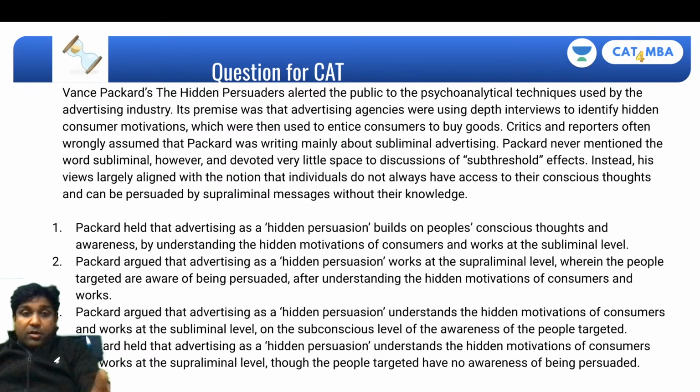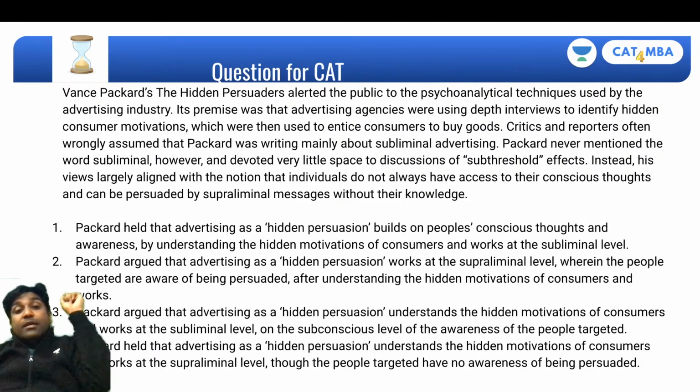Come to option number 2. Packard argued that advertising as a hidden persuasion works at supraliminal level. Thus far it's fine. Wherein people targeted are aware of being persuaded. Now, the last line, in fact, says that people can be persuaded by supraliminal message without the knowledge. This is again contrary to the information given in the passage. Option number 1, 2, both are contrary to the information given in the passage.